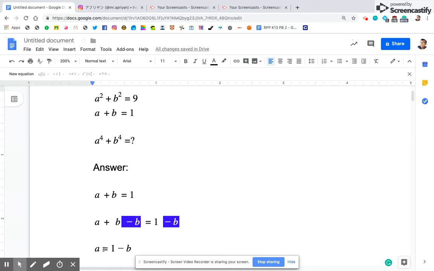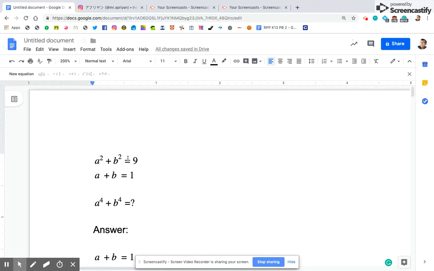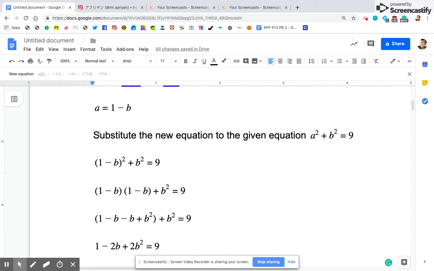And for the right hand side, we have 1 minus b. So this new equation will be substituted into the first equation. We're going to replace the value of a. Substitute the new equation into the given equation a squared plus b squared equals 9. The a has now changed into 1 minus b. So 1 minus b squared means 1 minus b times 1 minus b itself. And we still have plus b squared equals 9.